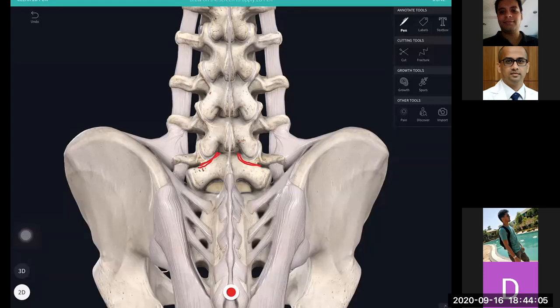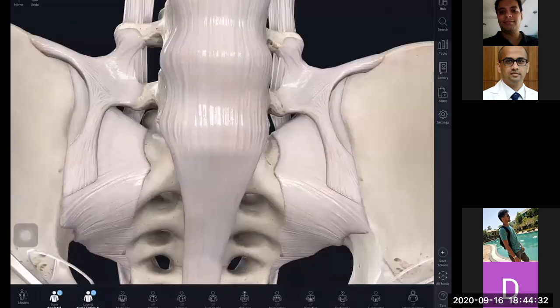But if you don't have lysis, because the L5 vertebra is so strongly attached to the pelvis, more motion happens at the L4-L5 level, and that's why the tendency of the L4-L5 disc to degenerate is much higher, and that's why you will see degenerative listhesis more common at L4-L5. Another component of this ligament, if you see from the front, is this part of the ligament.